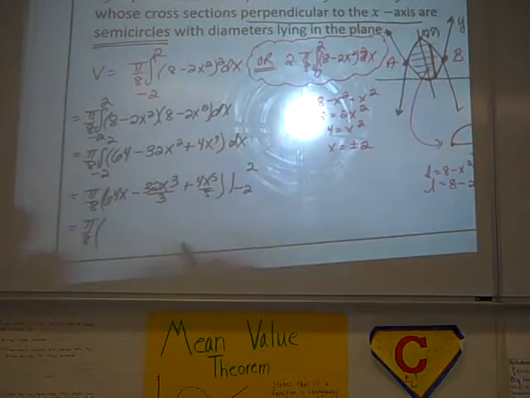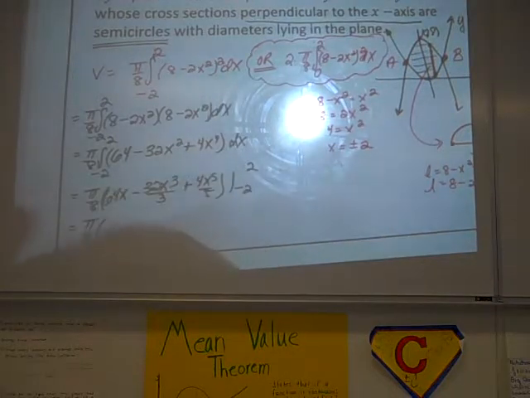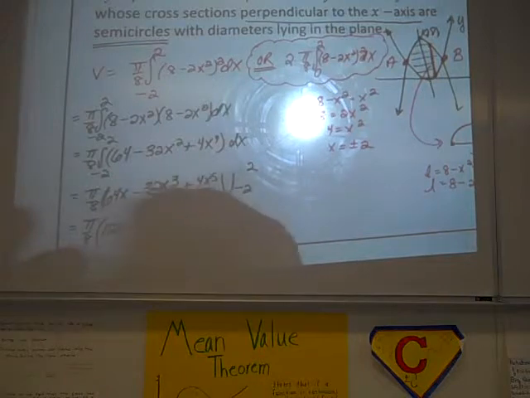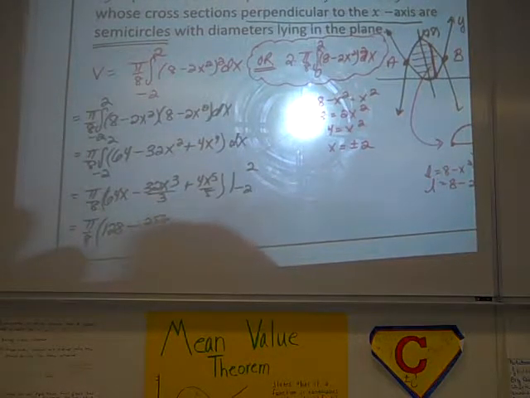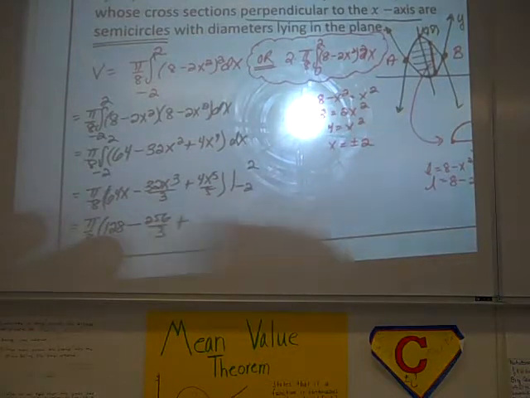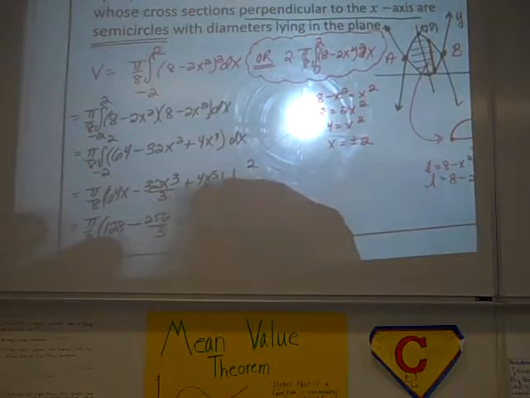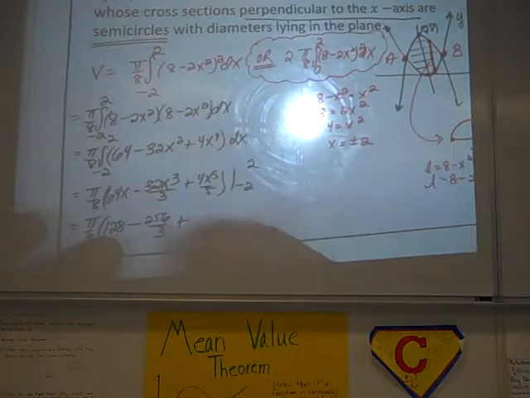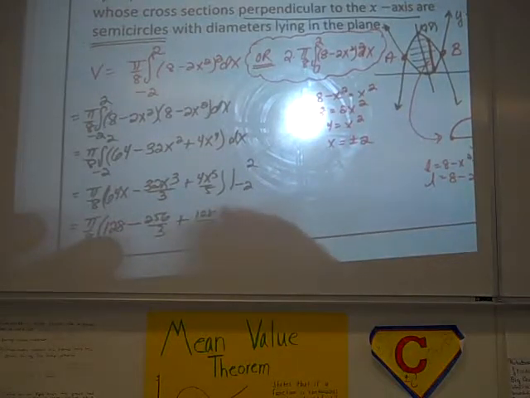Evaluate this function at both endpoints. Plug in 2. 64 times 2 is 128, minus 32 times 2 cubed. 2 cubed is 8. That's 256 over 3. Plus, plug in the 2. 2 to the 5th is 32 times 4, 128 over 5.